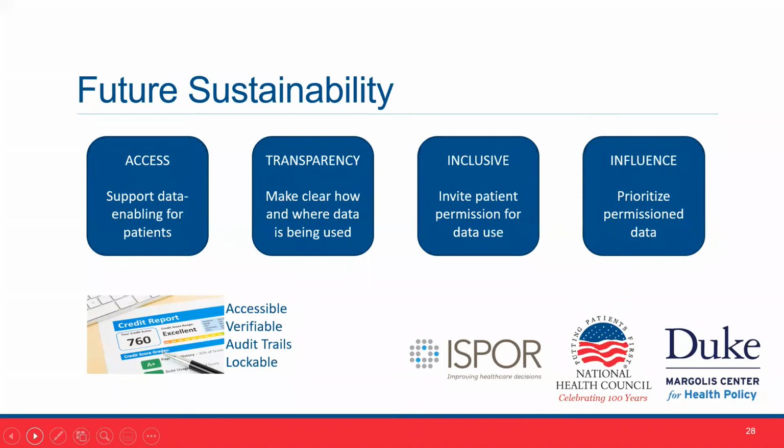And so it's incumbent on the research community to advocate for policies that support access for data by patients, transparency in terms of how data is being used, develop and champion models that are inclusive with patients so that wherever feasible, we're seeking data through permission channels rather than exclusively relying on aggregated data, not necessarily with explicit permissions, and to use our influence to prioritize that.